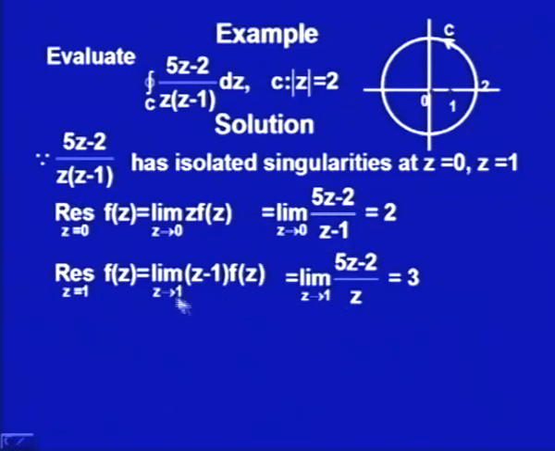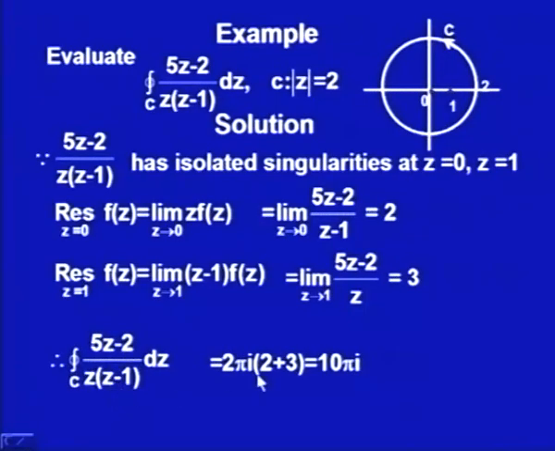So, we could get directly over here. Thus, using the residue theorem, my integral would be 2 pi i into 2 plus 3, which is equal to 10 pi i. So, we have to find out whether the function has more than one singularity. Then shall we apply the residue theorem, or if we could see that the function is easy, we could do the partial fraction, as in this particular example we could do.